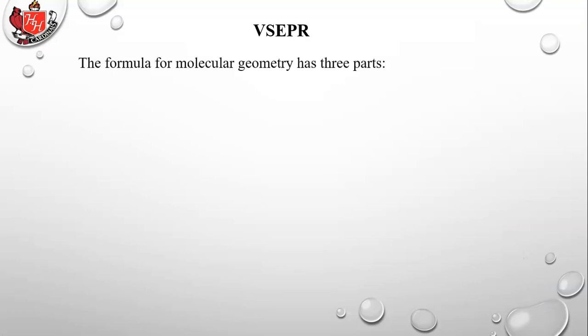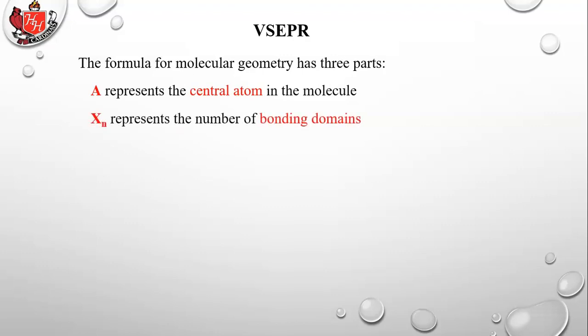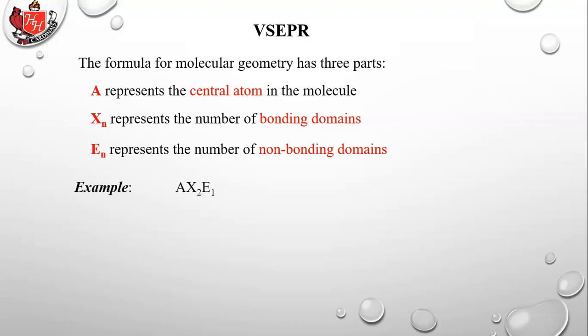The formula for molecular geometry has three parts. The letter capital A represents the central atom in a molecule. The X represents the number of bonding domains, so that number will be the N down there. So it'll be X with a subscript of N. That's how many bonding domains. And the E represents the non-bonding domains. It also has a subscript to tell you how many. Sometimes I refer to this as AXE notation. So here's an example, AX2E1.